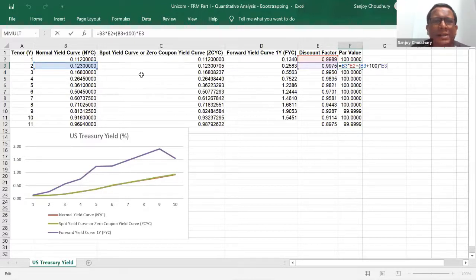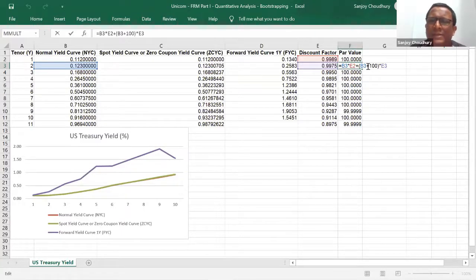So what happens is that the second year normal yield curve is considered 0.123, which means that the second year is returning 0.123. So a 2-year bond, first year on 100 is giving 0.123. So 0.123 is multiplied by the first year discount factor, in this case E2, which is 0.9989, and the present value of the first year cash flow is calculated with this first expression.